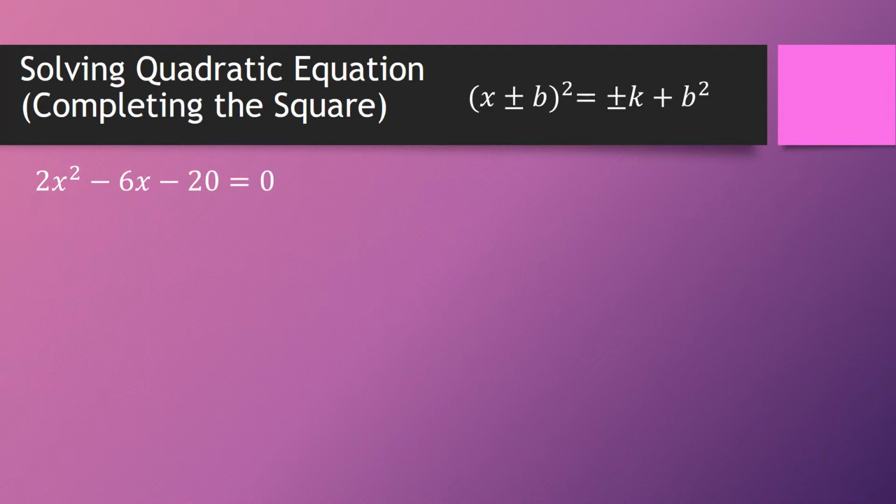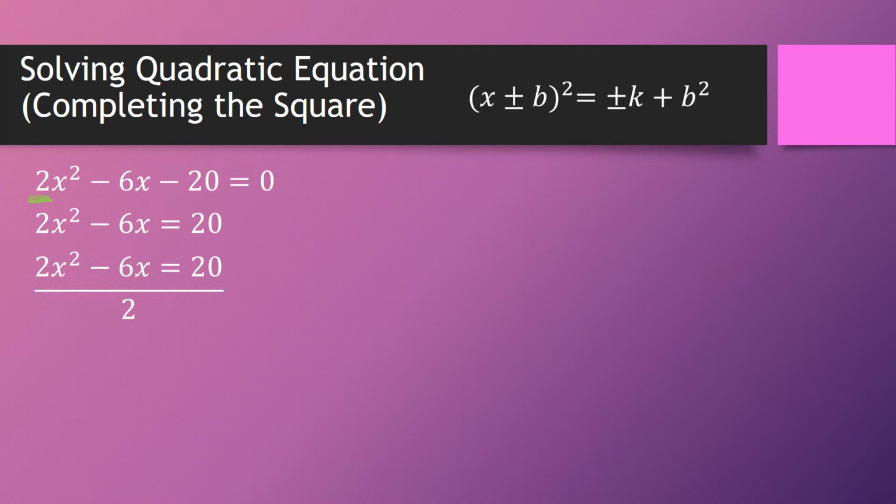Another example. Now, I have 2 here. It's not 1, so I need to change my equation. What I have to do, I'm going to divide by 2. But remember, the first step, move 20 to the other side. And I divide my equation by 2. And now I have the coefficient here, 1. And you continue with the same steps as in the exercise before.